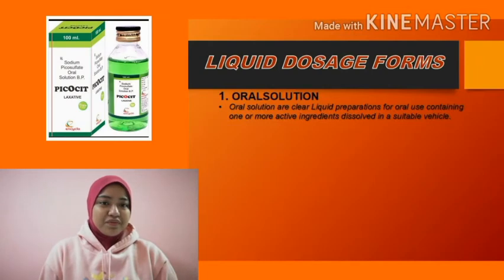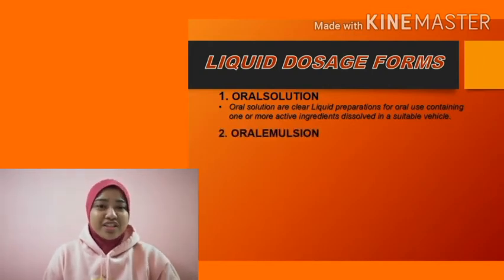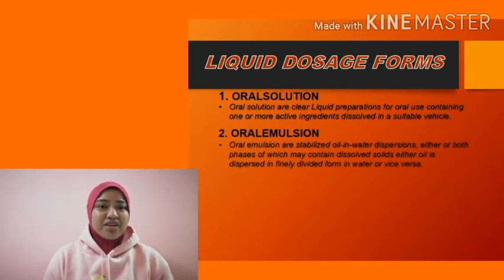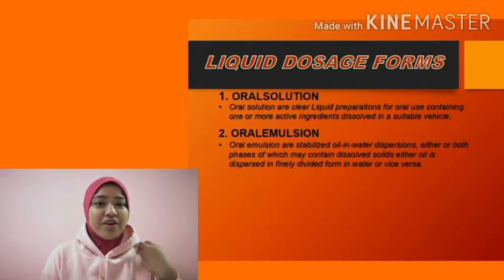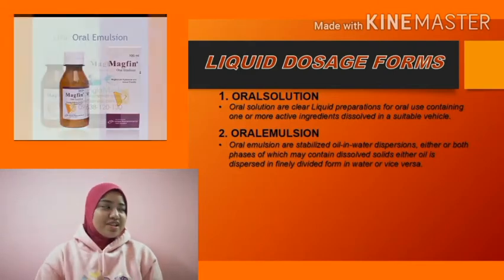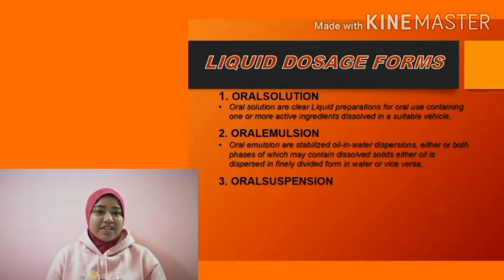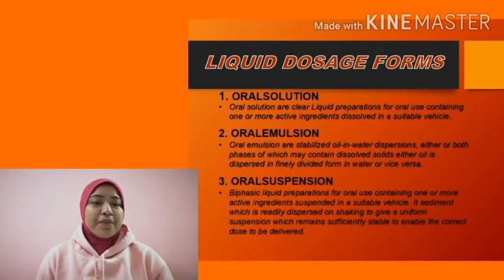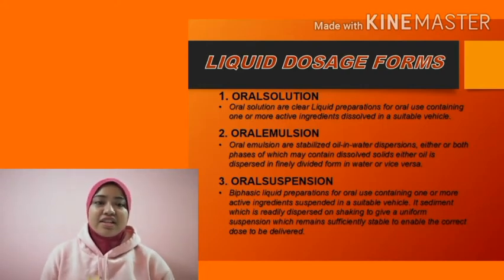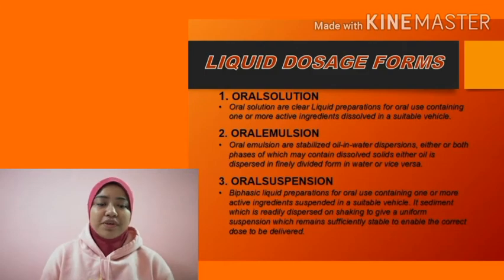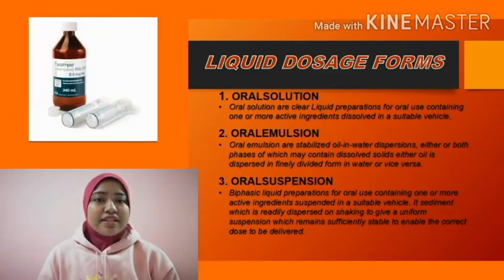This is oral solution. Okay, number 2, oral emulsion. Oral emulsions are stabilized oil-in-water dispersions, either or both phases of which may contain dissolved solids. Either oil is dispersed, infinitely divided, in water or vice versa. Okay, this is oral emulsion. Number 3, oral suspension. Oral suspensions are liquid preparations for oral use containing one or more active ingredients suspended or dissolved in a suitable vehicle. This is oral suspension.